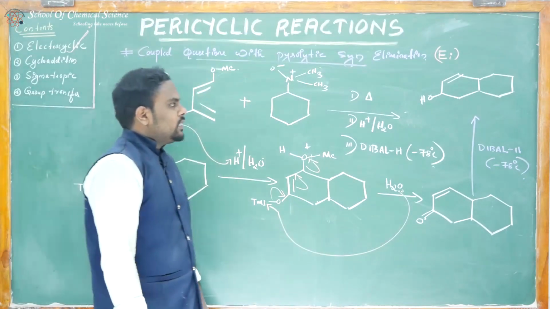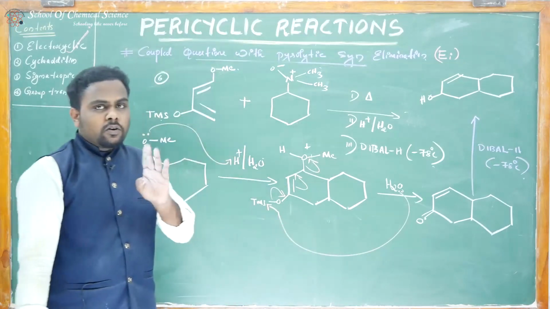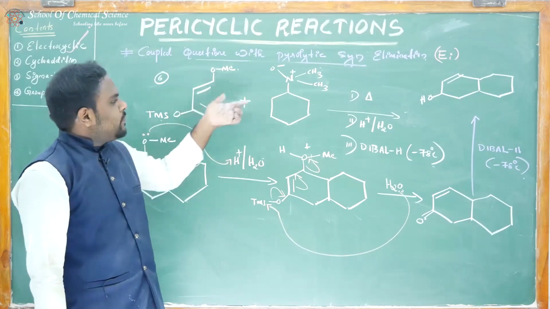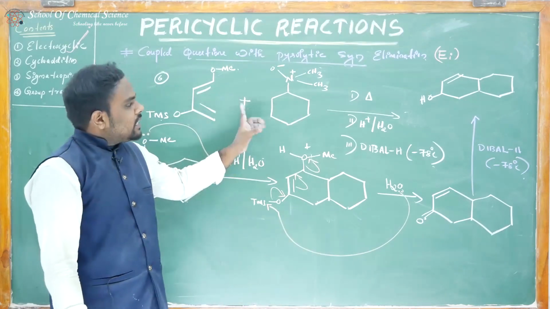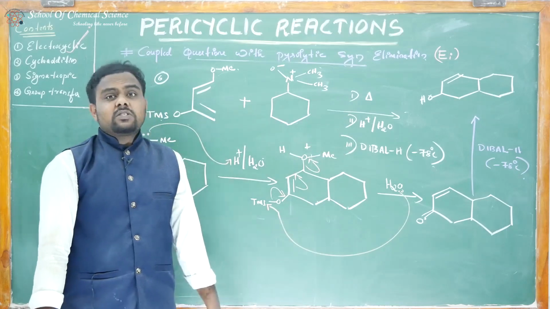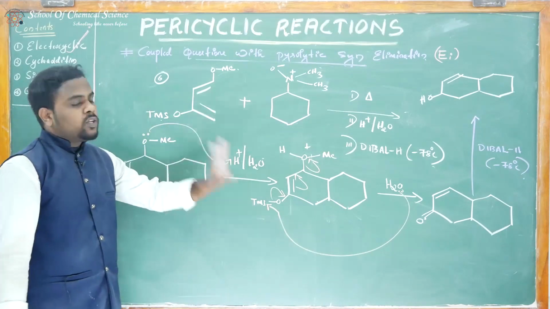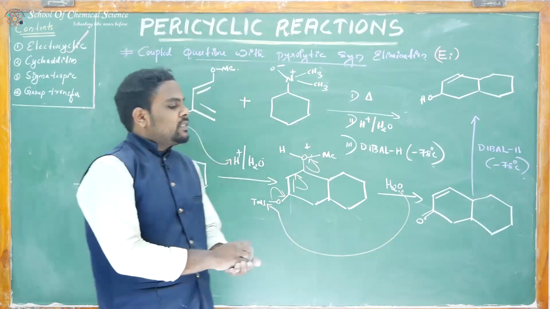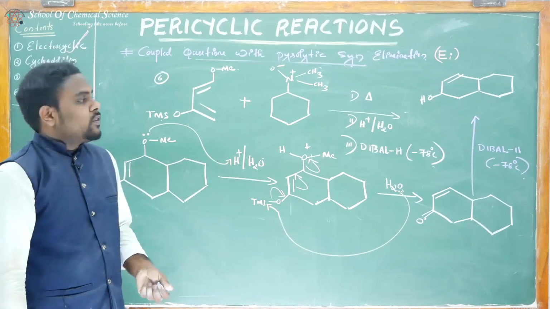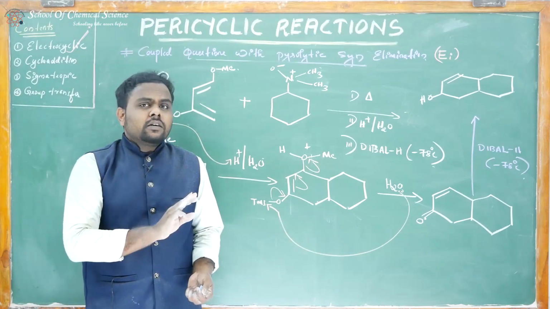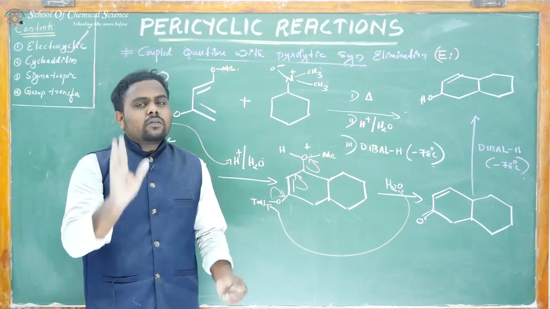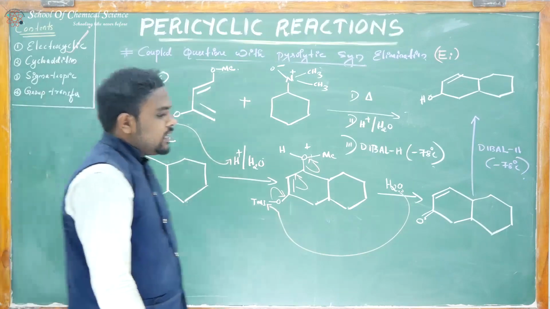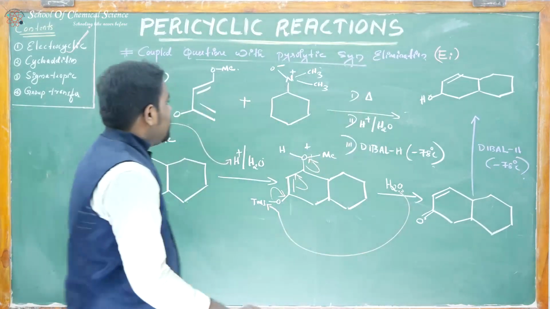So an important reaction. First step, 4 concepts are there. First step, pyrolytic syn elimination. Second step, 4 plus 2 cycloaddition reaction. Third step, hydrolysis reaction when both OMe and OTMS are there. Fourth step, reduction using DIBAL-H. DIBAL-H is a reducing agent which is used for the reduction of cyanide, ester and also alpha beta unsaturated carbonyl compound. So a very important reaction. Then we can move to the next example.